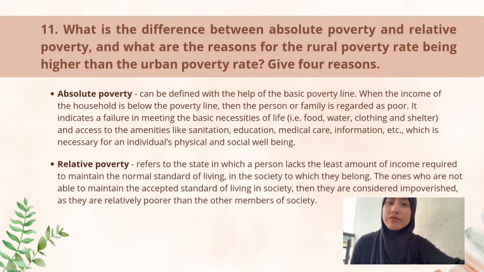Absolute poverty can be defined with the help of the basic poverty line. When the income of the household is below the poverty line, then the person or family is regarded as poor. It indicates a failure in meeting the basic necessities of life, such as food, water, clothing, and shelter, and access to amenities like sanitation, education, medical care, or information, which is necessary for an individual's physical and social well-being.